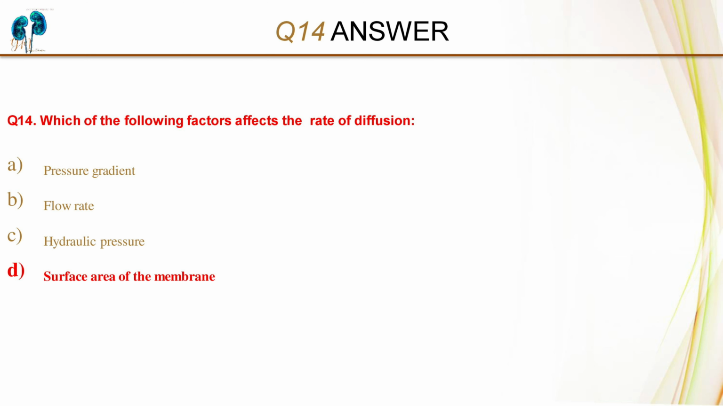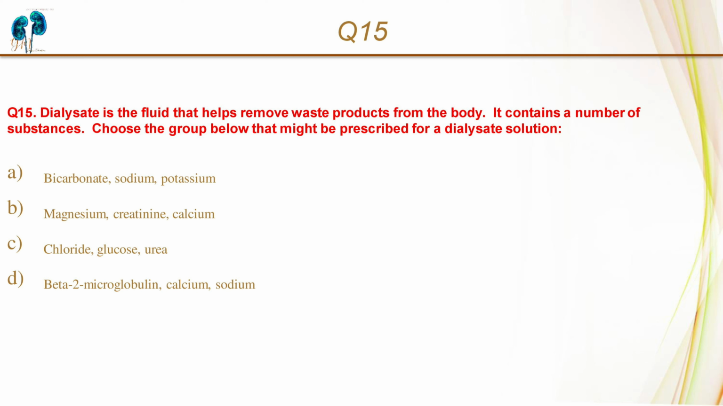15th question. Dialysate is a fluid that helps to remove waste products from the body. It contains a number of substances. Choose the group below that might be prescribed for a dialysis solution. Option A, bicarbonate, sodium, potassium. Option B, magnesium, creatinine and calcium. Option C, chloride, glucose, urea. Option D, beta-2 microglobulin, calcium and sodium.